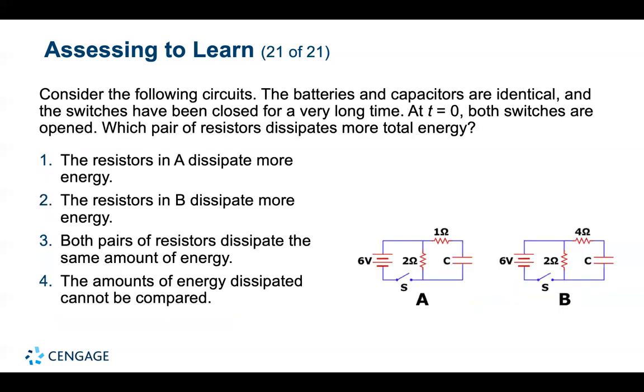And finally, consider the following circuits. The battery and capacitors are identical and the switches have been closed for a very long time. At t equals 0, both switches are open. Which pair of resistors dissipates more total energy? And the answer is both pairs of resistors dissipate the same amount of energy.